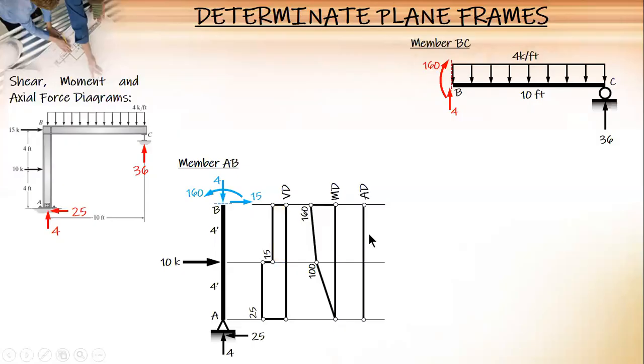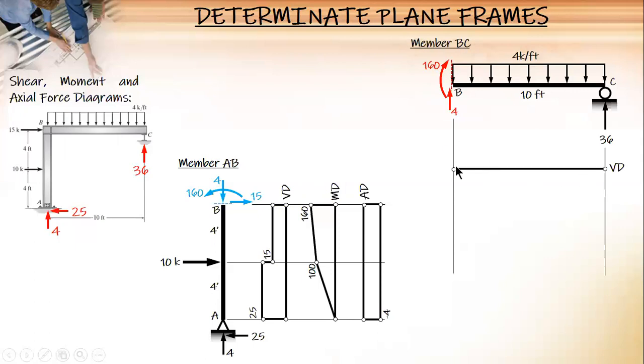And then the axial force diagram, compression of 4, so negative. And then, no other axial force. And then, for BC, the shear diagram, upward 4. And then 4 times 10, 40. So, you have negative 36. And then the 36 reaction, zero. And then you solve for x.